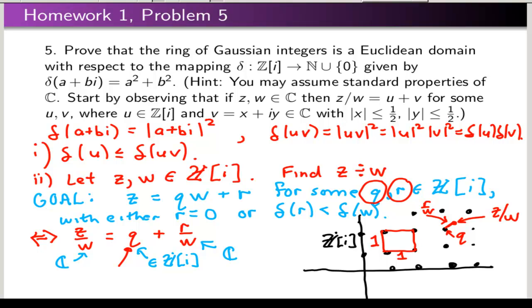Every box in this grid is just 1 by 1. So what can you say about the size of r over w? So delta of r over w is less than what? And then use that fact to work backwards and get this condition right here. Okay, I'll let you play with that.